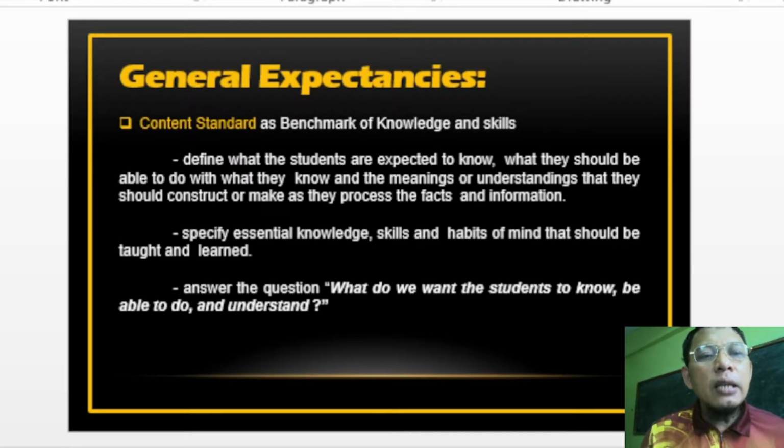General expectancies: content standard as benchmark of knowledge and skills. It defines what the students are expected to know, what they should be able to do with what they know, and the meaning or understanding that they should construct or make. It specifies the essential facts, information, knowledge, skills, and habits of mind that should be taught and learned. It answers the question: what do you want the student to know, be able to do, and understand? That is content.